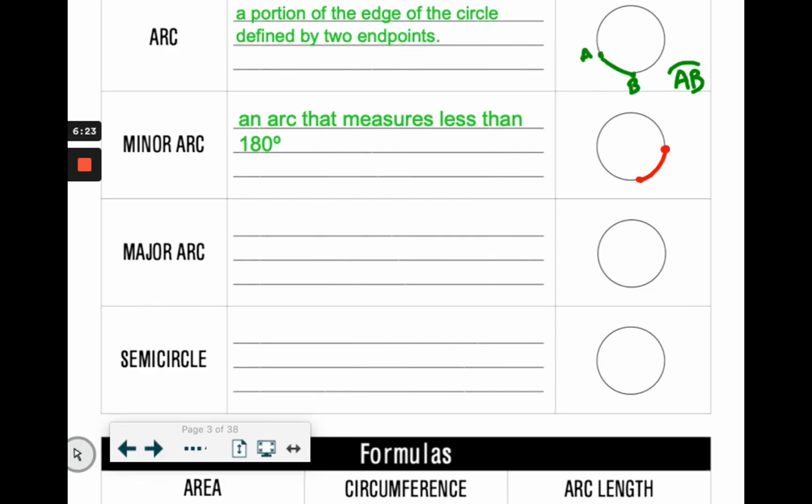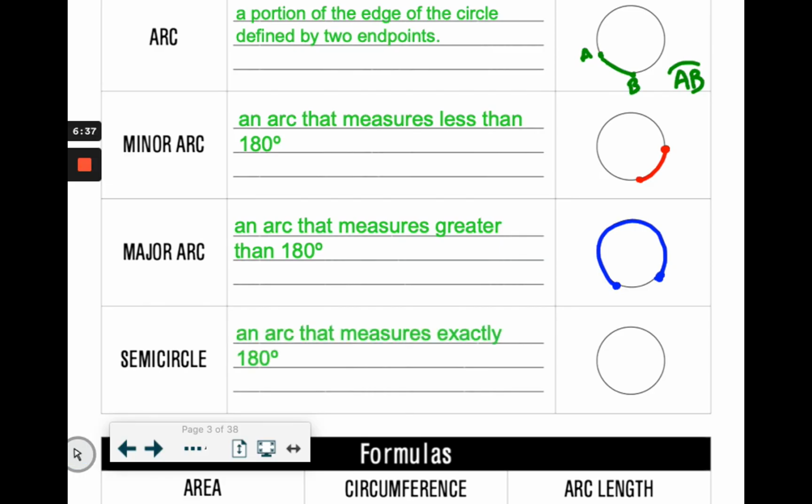If it is more than 180, more than half the circle, so something like this, definitely more than half the circle, that's called a major arc. And then exactly half the circle, that's what we call a semicircle. So if we have a diameter here, this is exactly half the circle, so that's a semicircle. Another way to say it, the endpoints are on the diameter. Okay, that's all the vocab that we'll need.